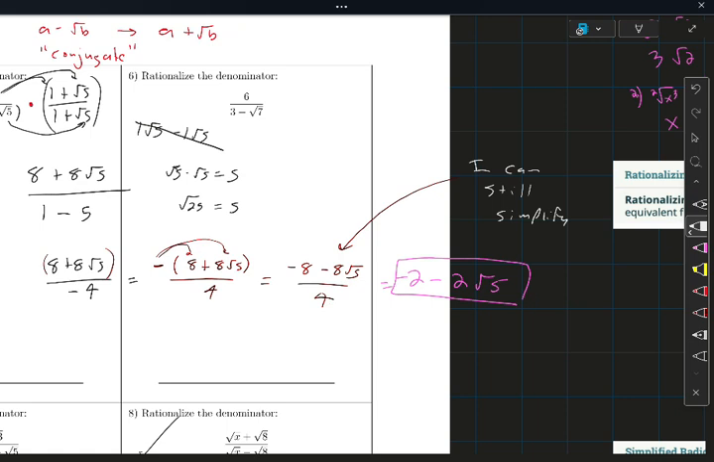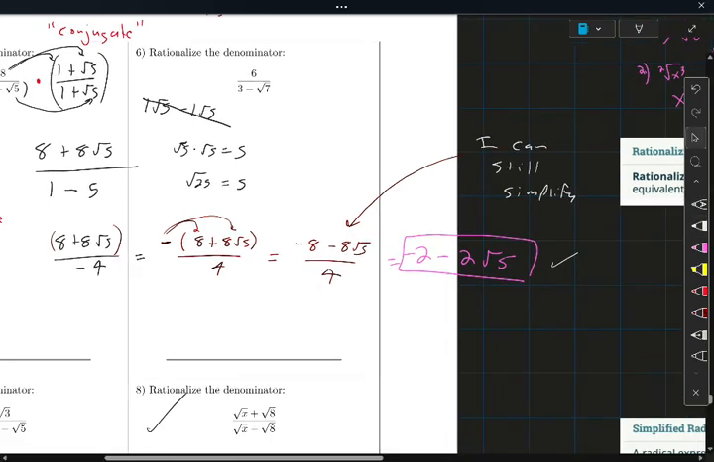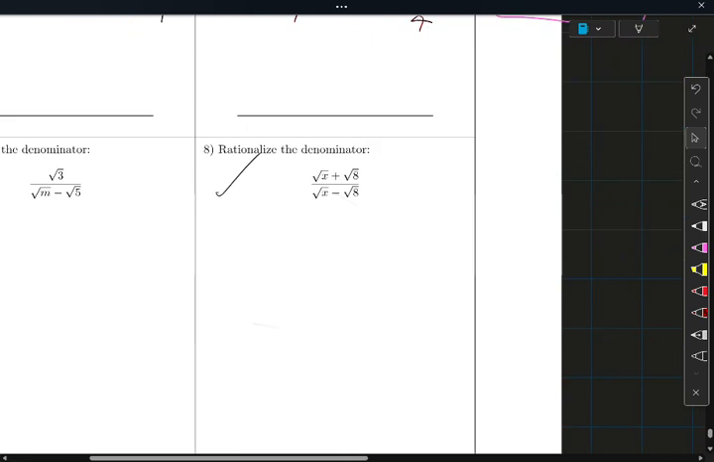Okay? Because 4 goes into 8 twice. So that's negative 2. That's going to be negative 2 root 5, right? Which is where I came up right there. All right, let's do another one. Let's try number 8.